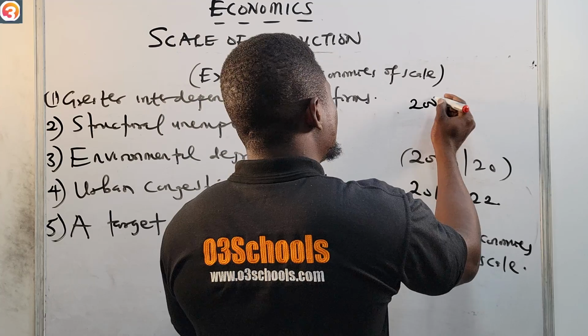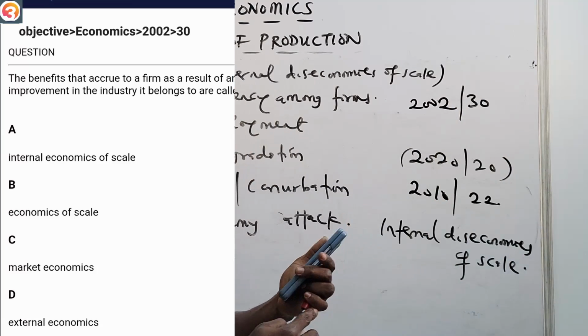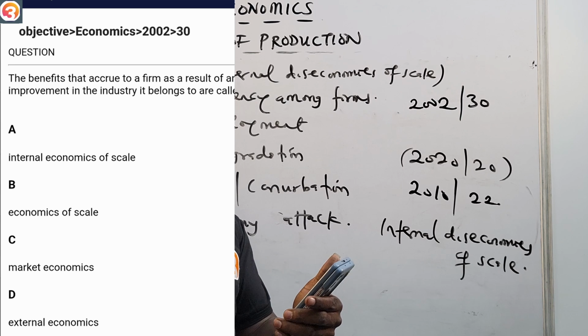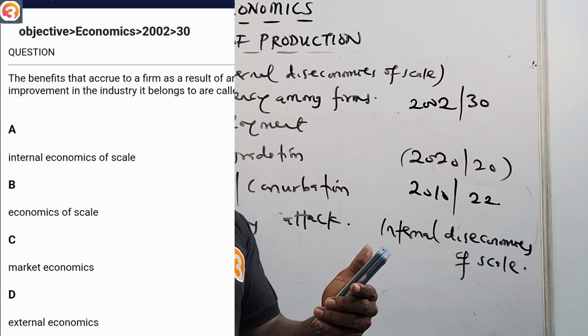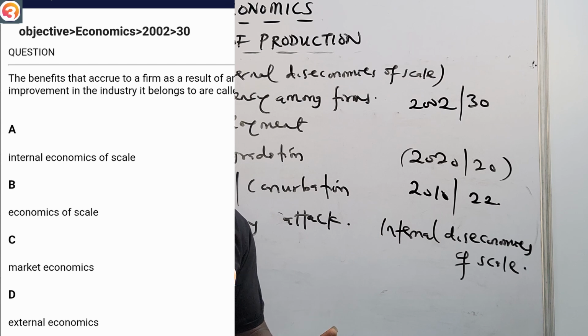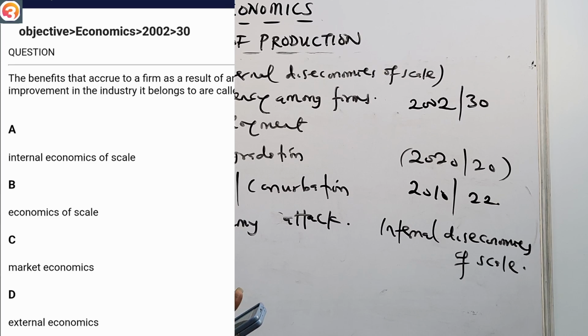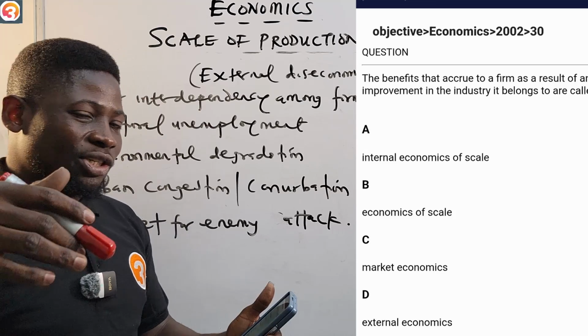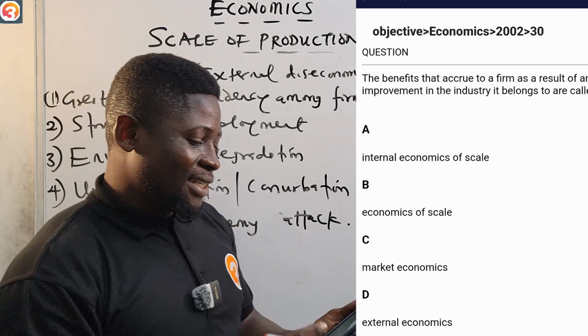2002 also, number 30 says the benefit that accrues to a firm as a result of an improvement in the industry it belongs to are called what? A says internal economies of scale, B says economies of scale, C says market economies, D says external economies. Is it external economies or internal economies? Look at it, improvement in the industry, that should be what? You know the answer, put the correct answer there.